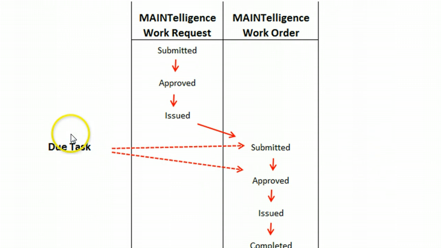When you introduce tasks through either of the other two types of maintenance, preventative or predictive, you can think of those as work order templates. So an example of this would be an oil change. Oil maybe needs to be changed every 6 months. So every 6 months that task would become due, and then it would spit out a work order in either a submitted form or an approved form, depending on how you configure MAINTelligence, which would then be issued and completed.